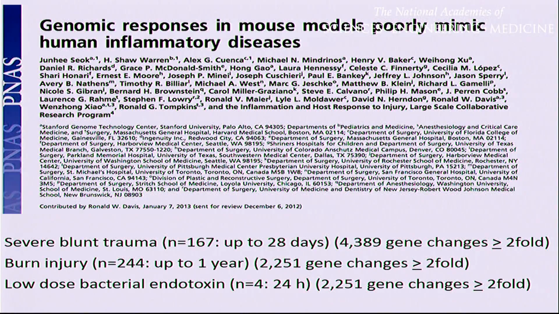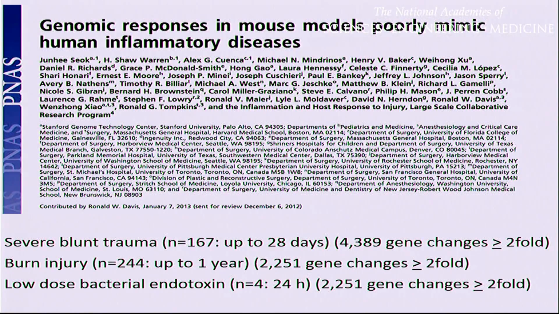Now, as you can imagine, if you do this kind of study, there's a lot of complexity around doing these human measurements. Obviously, the demographics, severity of injury, the clinical outcomes, and time to recovery. So these studies were actually quite complex. For example, for severe blunt trauma, 167 patients were followed with serial blood draws, and leukocytes were assessed up to 28 days, and then the transcriptomic signature was determined. There were 4,389 gene changes compared to controls that were greater than twofold.